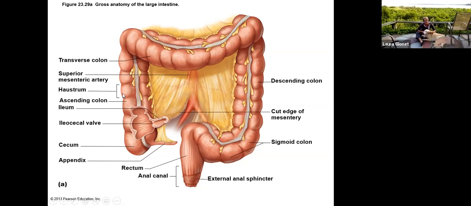Each one of those little regions, from muscle connective tissue at each interval, is one haustrum. And the type of physical movement that occurs from haustrum to haustrum is called haustral churning.